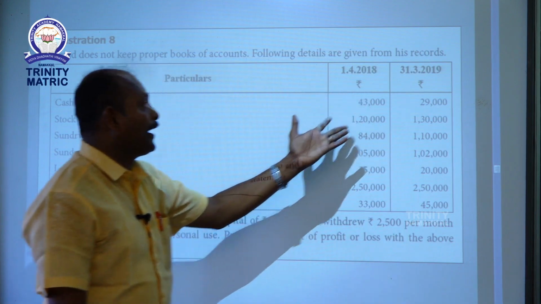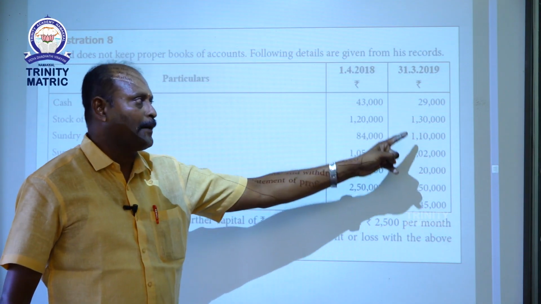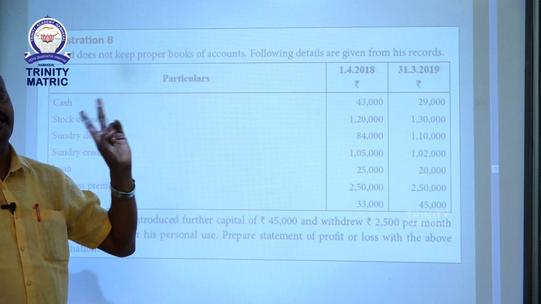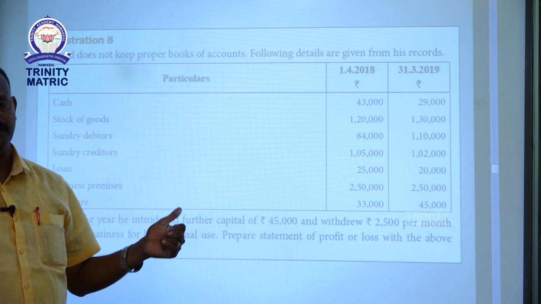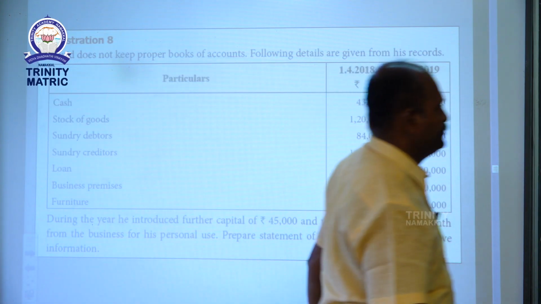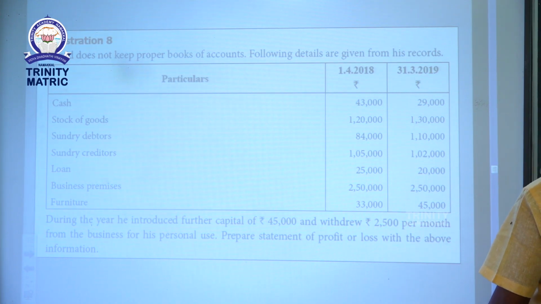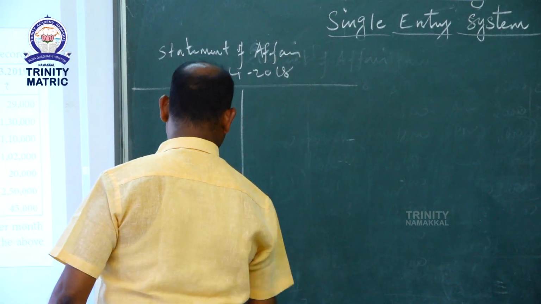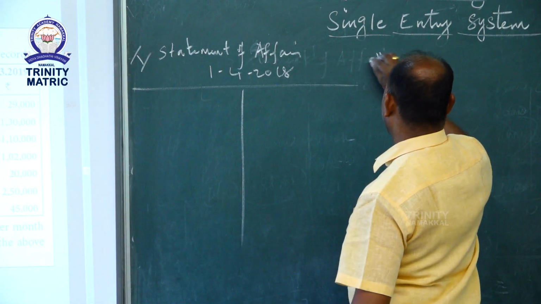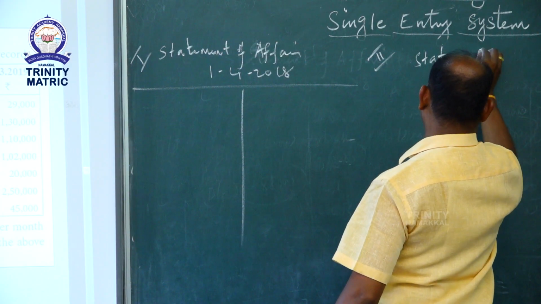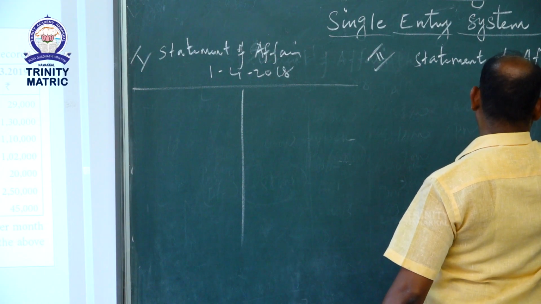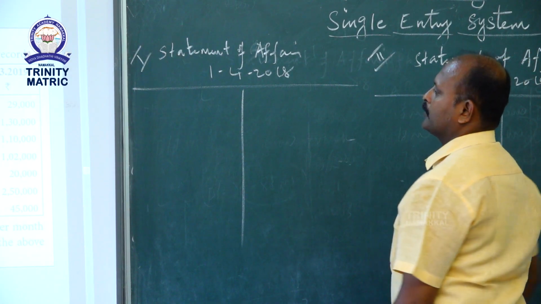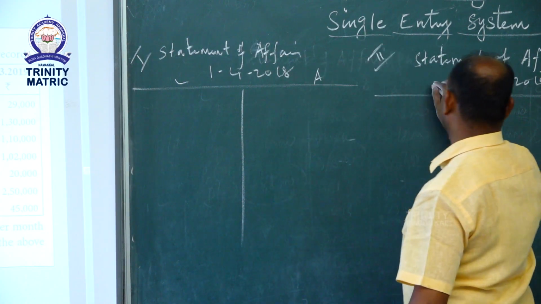In this problem, we have to calculate the opening capital, closing capital and profit or loss. So you have to prepare three statements. Statement number 1 is the calculation of opening capital, statement 2 is the calculation of closing capital, and statement 3 is the calculation of profit or loss. Now, statement of affairs as on 1/4/2018. This is statement number 1. And the next statement, statement of affairs as on 31st December 2019. First we prepare the opening and second the closing.